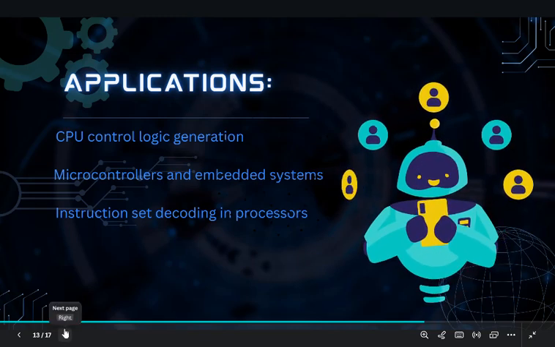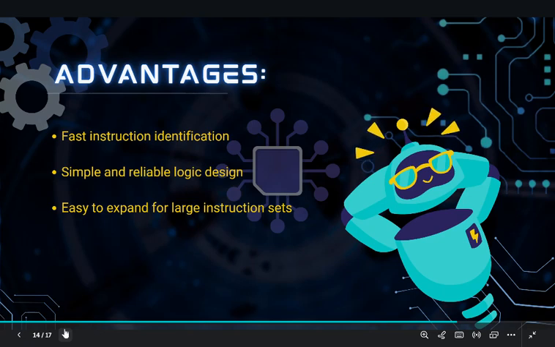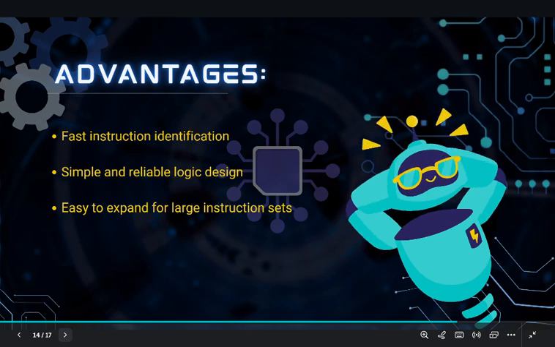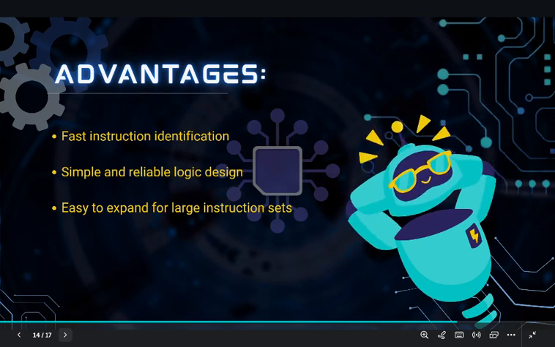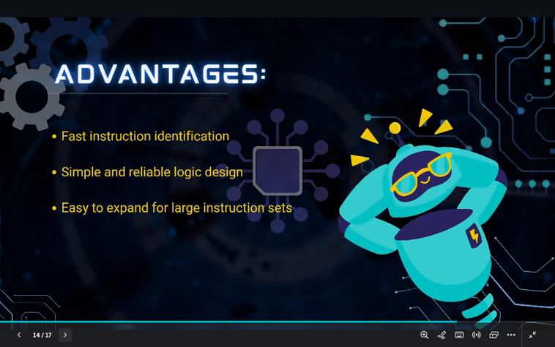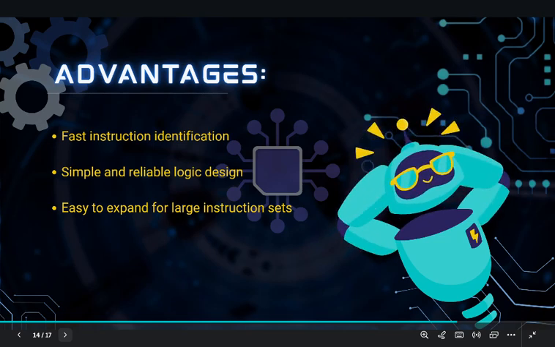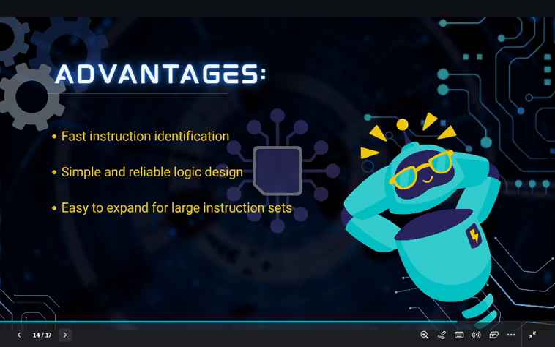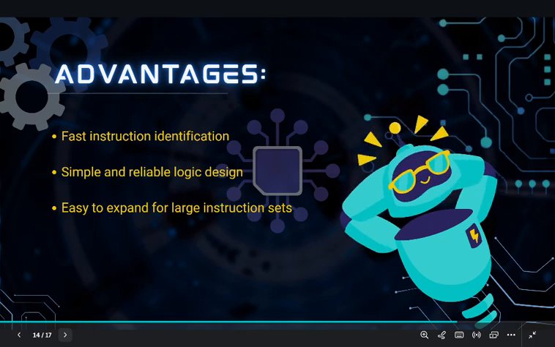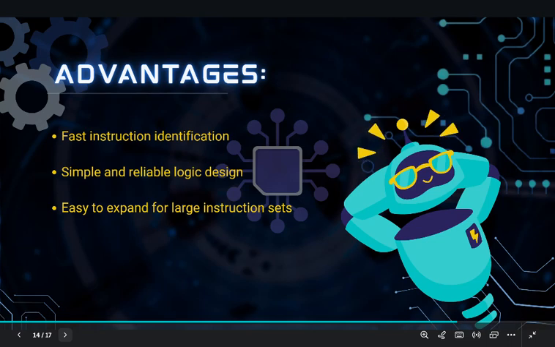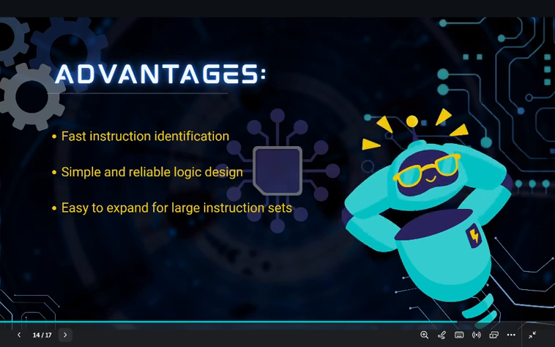The main advantages of instruction decoders are that they allow fast instruction identification, making the CPU more responsive. They have a simple and reliable logic design which improves efficiency. They are easily scalable, so new instructions can be added as processors become more advanced. Because of these qualities, the instruction decoder is one of the most important building blocks of any processor.